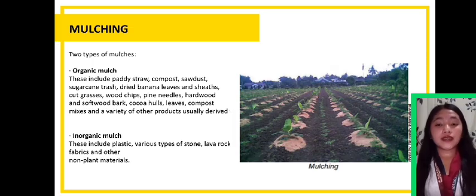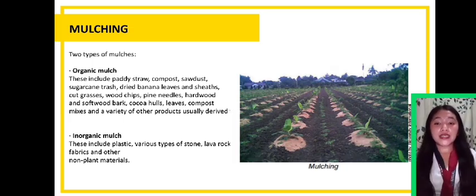Organic mulch. These include rice straw, compost, sawdust, sugarcane trash, dried banana leaves and shells, cut grasses, wood chips, pine needles, hardwood and softwood bark, cocoa hulls, leaves, compost mixes, and a variety of other products usually derived from plants. The other one is inorganic mulch. These include plastic, various types of stone, lava rock, fabric, and other non-plant materials.